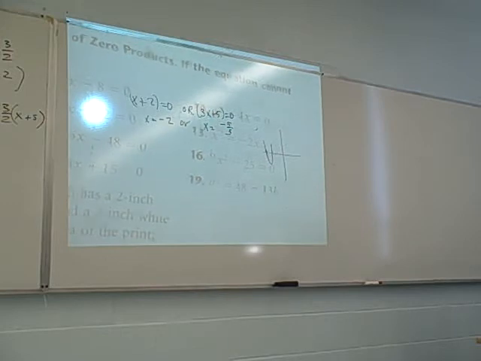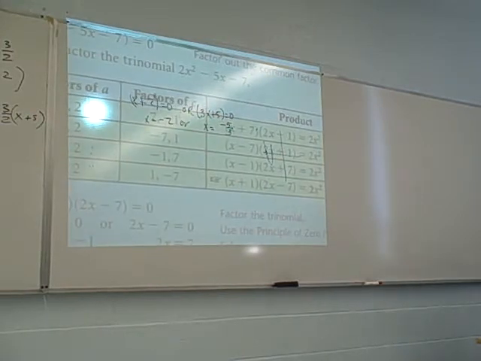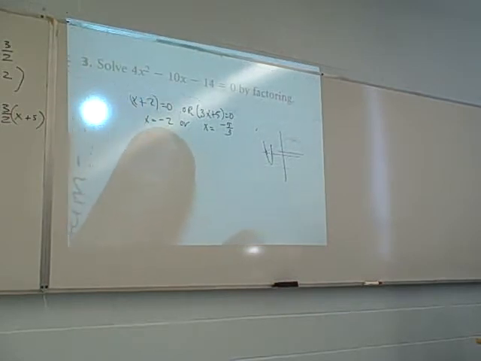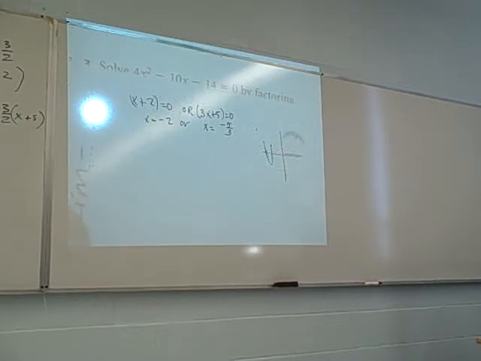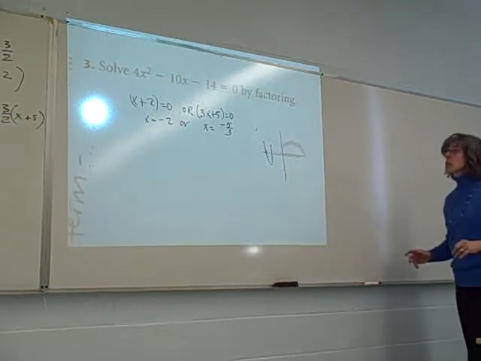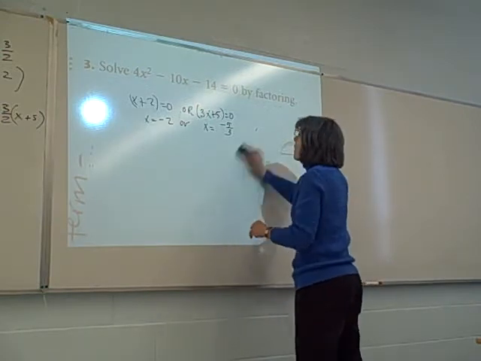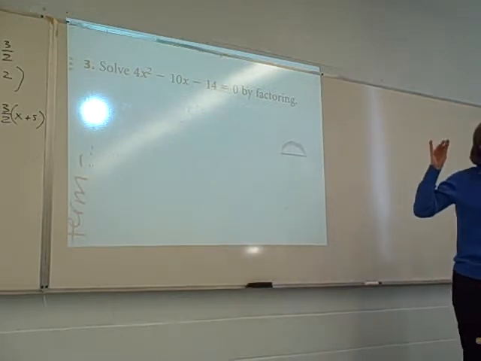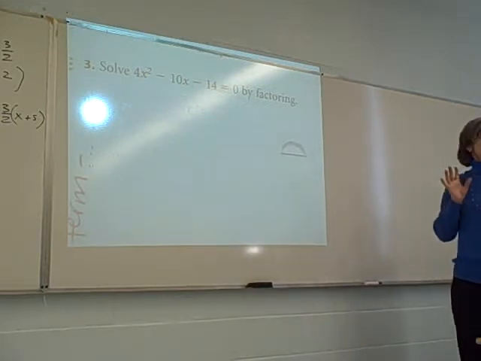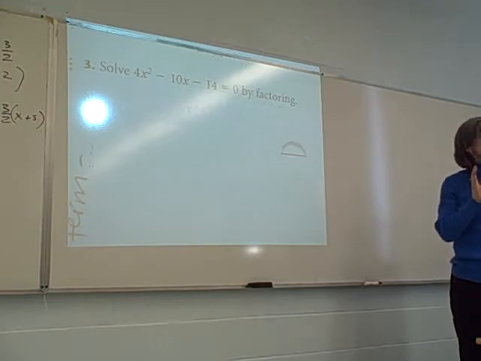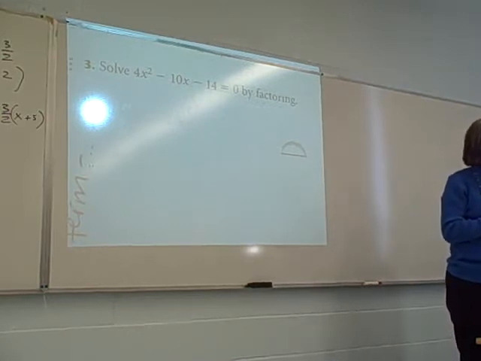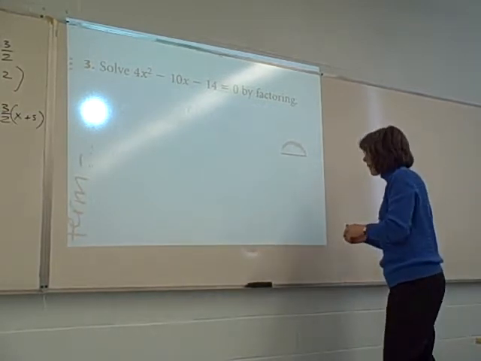All right, let's try this next problem. Everybody see that one? Let's solve x squared minus 10x minus 14 by factoring. We have a numerical coefficient there. What should we be thinking? Find the greatest common factor. Does 4, 10, and 14 have a common factor? Yes. The common factor would be what? 2. Okay, so I know I'm going to pull that 2 out.